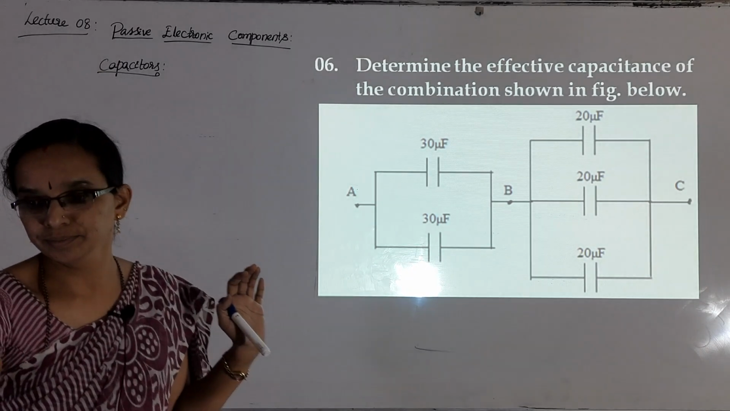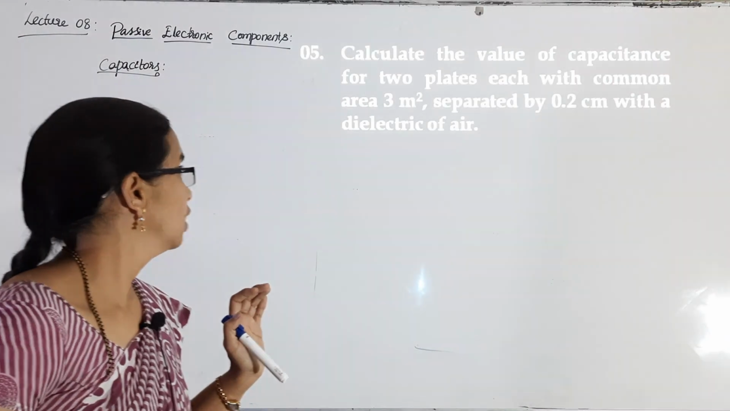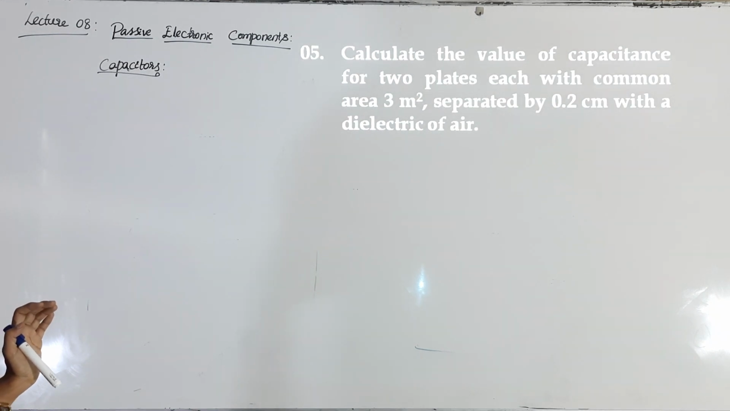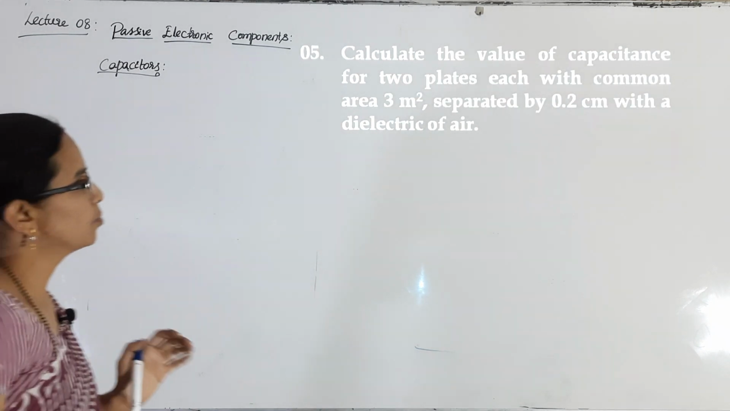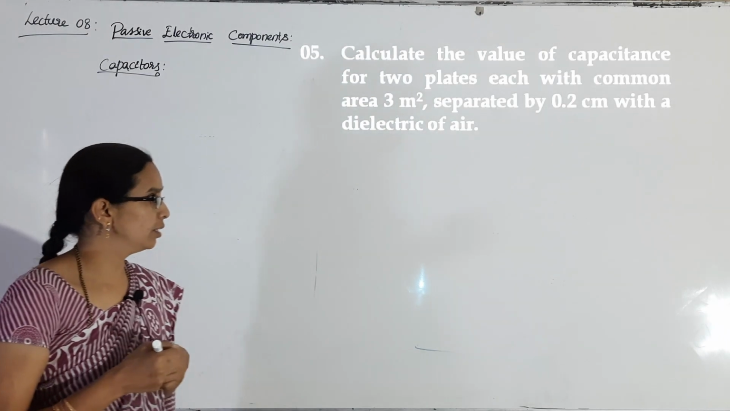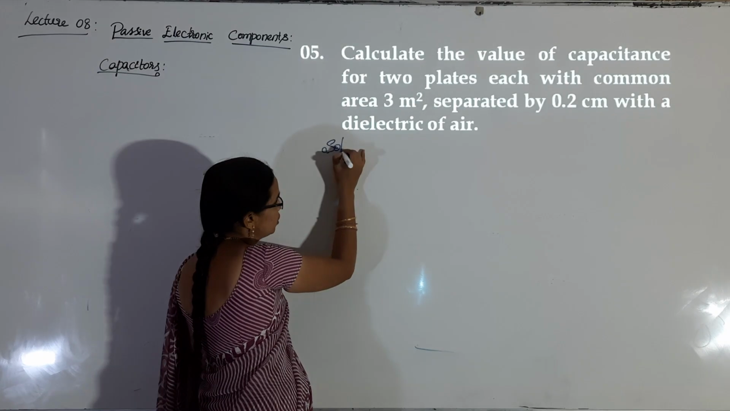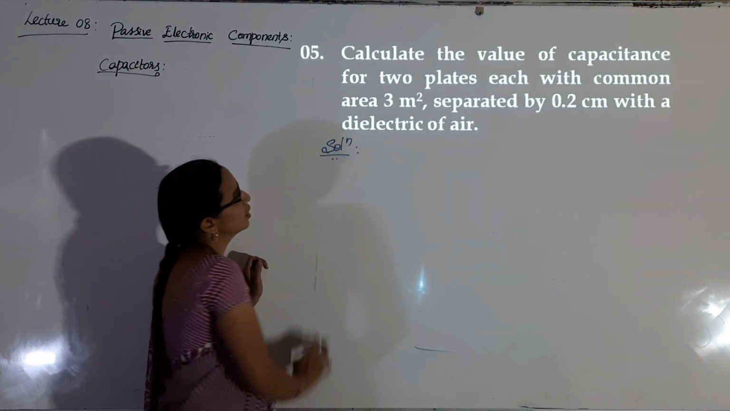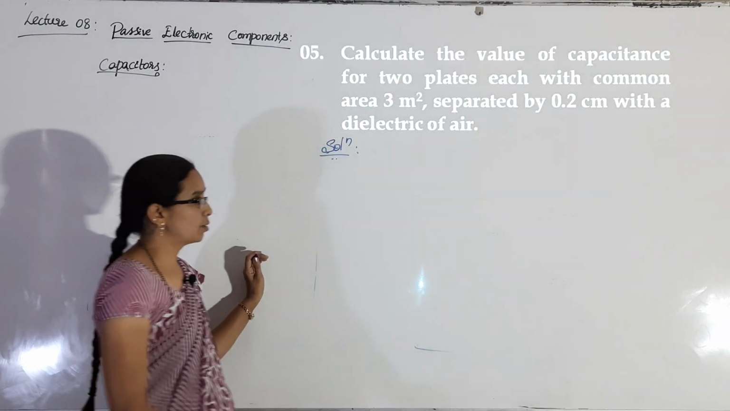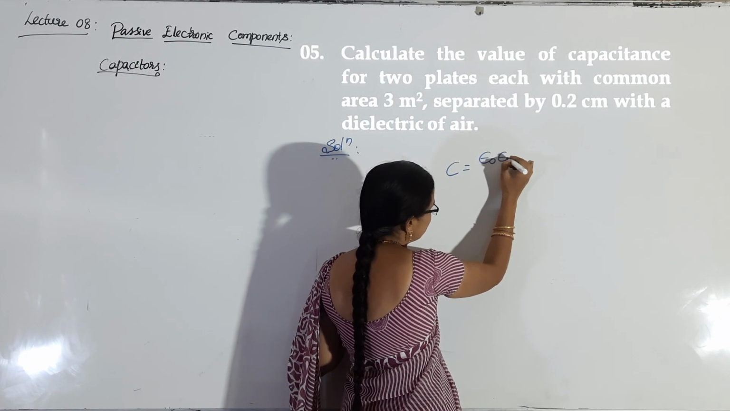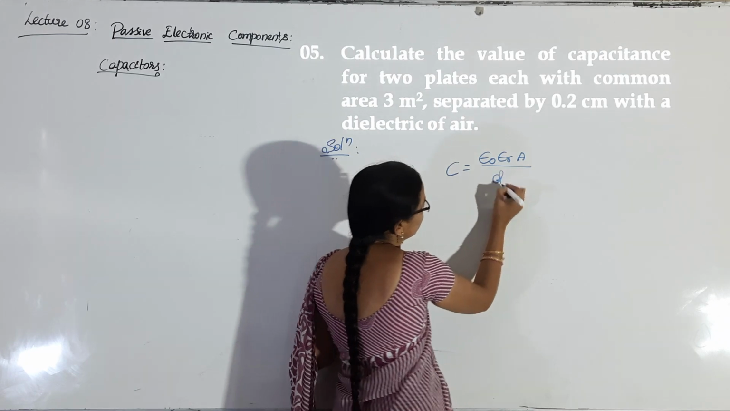Next one is: calculate the value of capacitance for two plates each with common area 3 meters square, separated by 0.2 centimeter, with the dielectric of A they have given. So in the solution, we have to calculate the capacitance of the capacitor. The formula is epsilon naught epsilon R A by D.